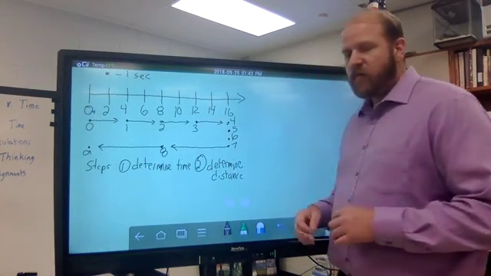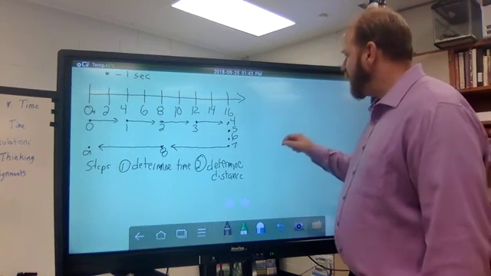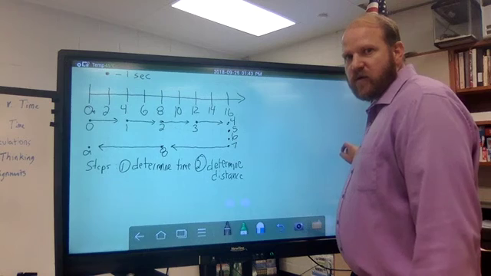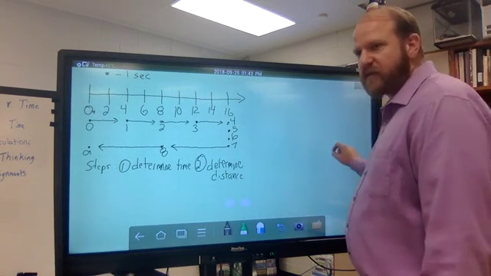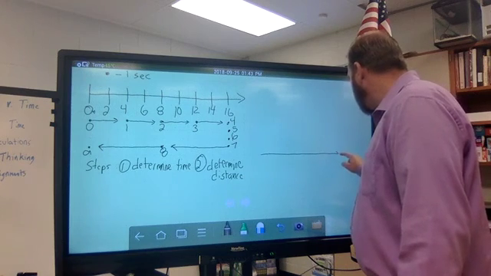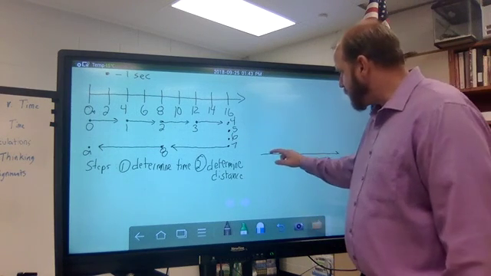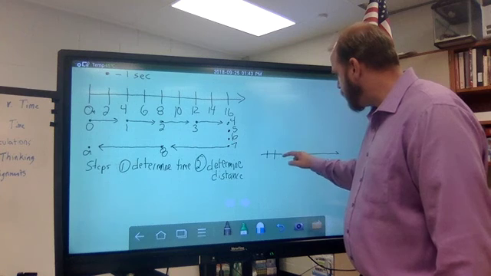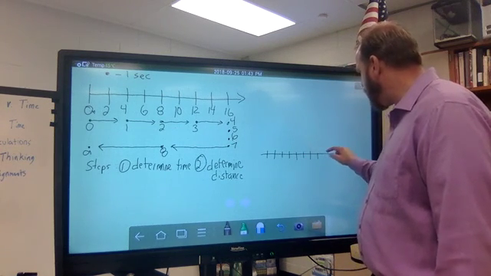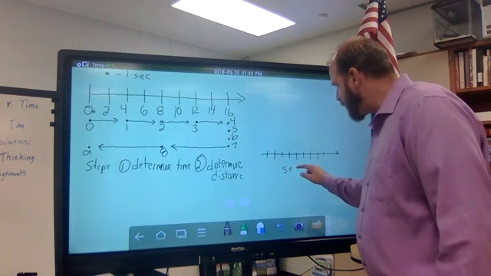Now, whenever you do a position versus time graph, the time always goes on the bottom axis, or the x-axis. So here I'm going to draw my x-axis, and I'm going to draw out 9 seconds. So 1, 2, 3, 4, 5, 6, 7, 8, 9. So these are my seconds.